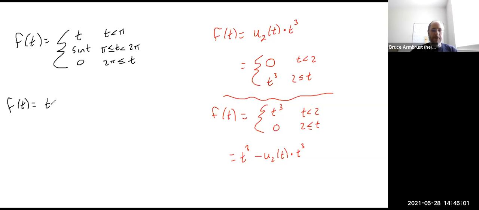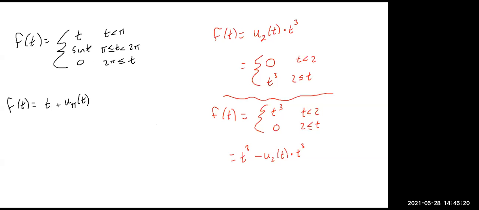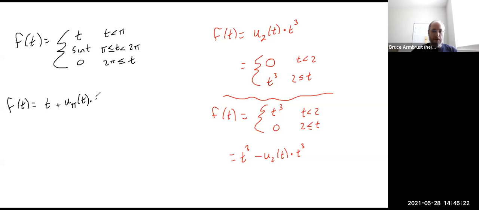Okay, so cool, t. But then something's going to happen at pi. So I'm going to have u sub pi of t. Now let's think about what has to happen. What has to turn on? The sine of t. The sine of t has to turn on. So I'm going to turn on the sine.